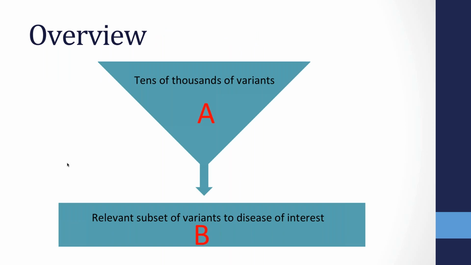And what I want to do today is sort of a fun exercise, really taking something, this is a very simplified version of a very complex exercise, and that is really sort of going through the tens of thousands of variants that can be generated in next generation sequencing and filtering those out and identifying the relevant subset of those variants to the disease of interest that you're studying. So really going from A to B.